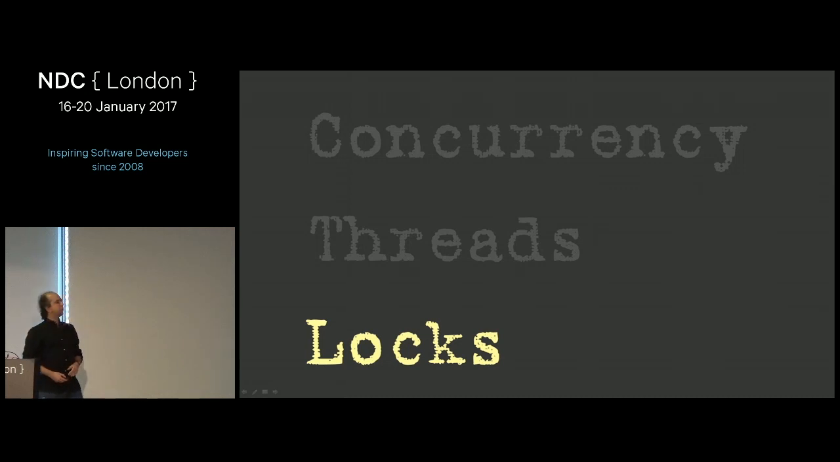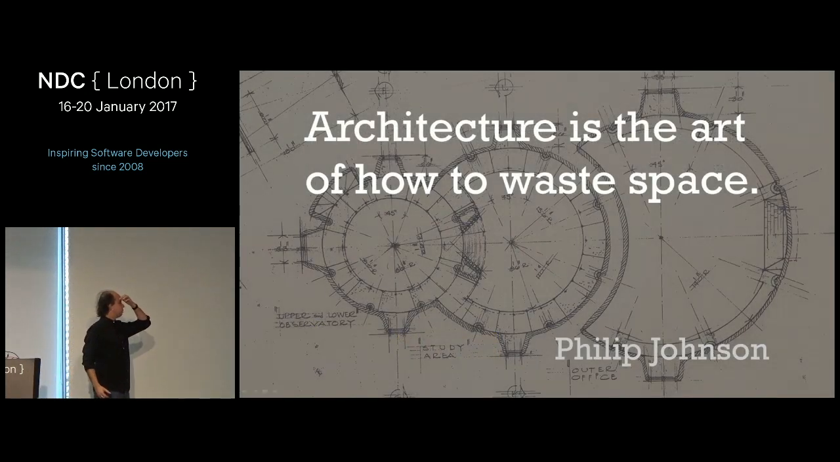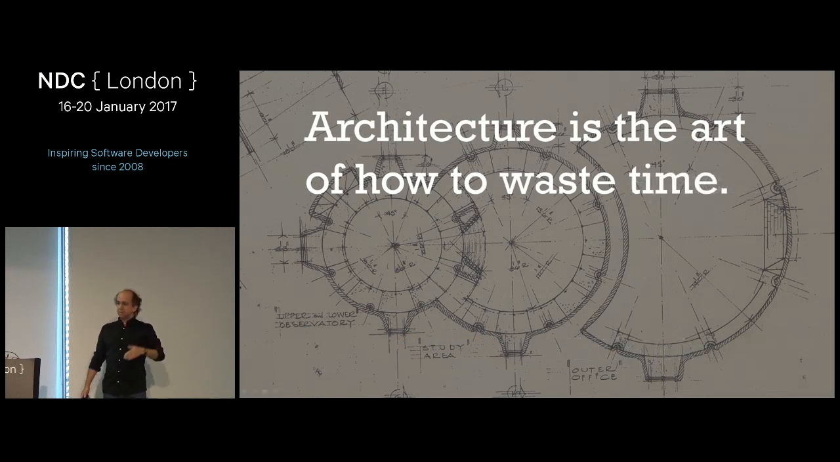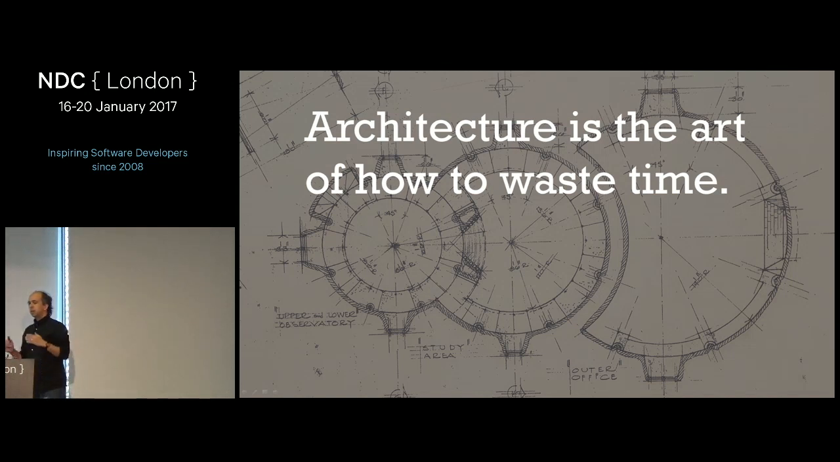Okay, so what we realize is I'm going to pick on this quote from somebody actually talking about real building architecture. Architecture is the art of how to waste space, but I'm going to adapt it. Because when it comes to code, what we realize, it's about the ability and skill of wasting time. So let's talk about this thing, the synchronization quadrant.